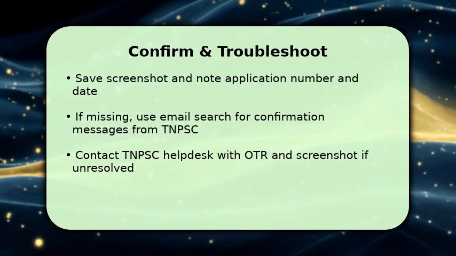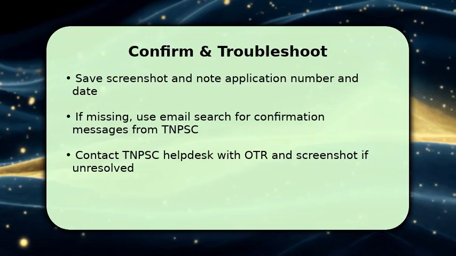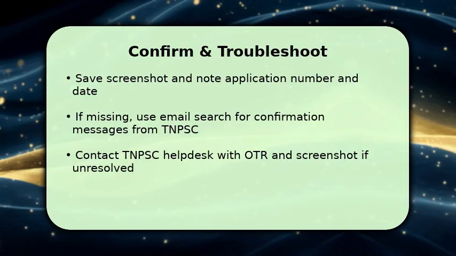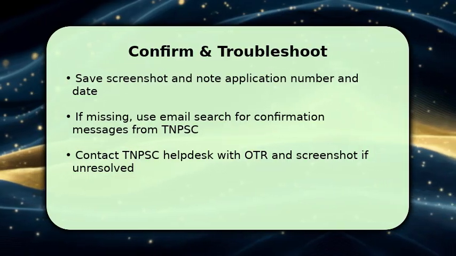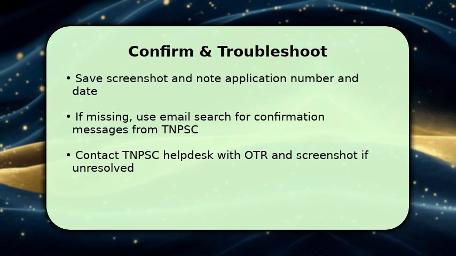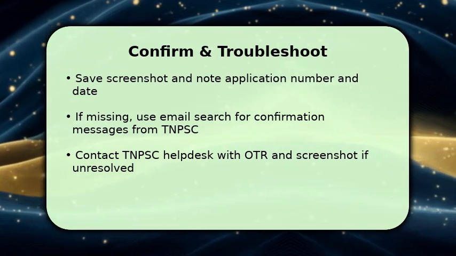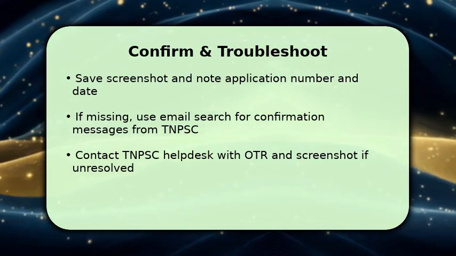If the application number is missing or the status is inconsistent, make sure to clear cache, retry login, and then contact the TNPSC help desk with your OTR, screenshot, and submission details. This combination speeds up resolution when systems lag or records don't display.